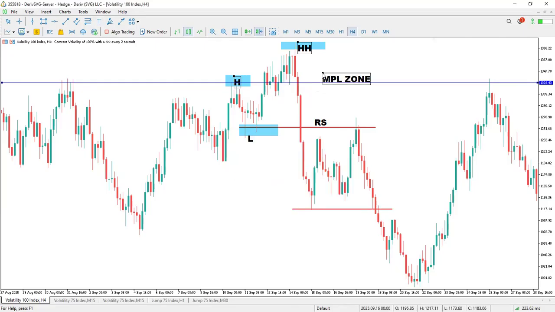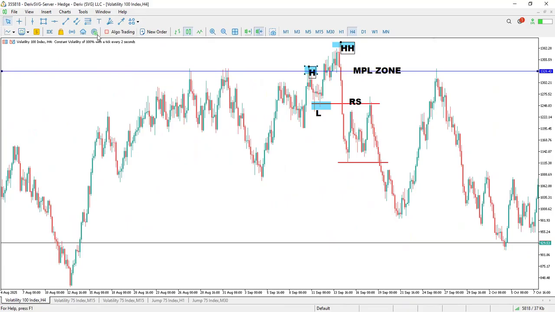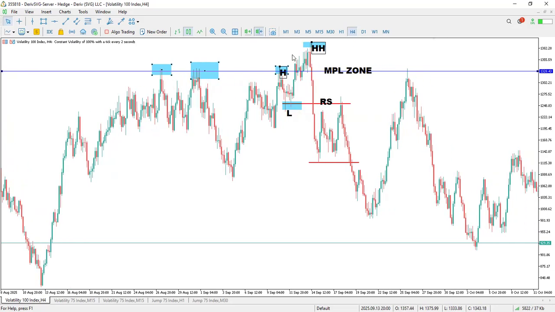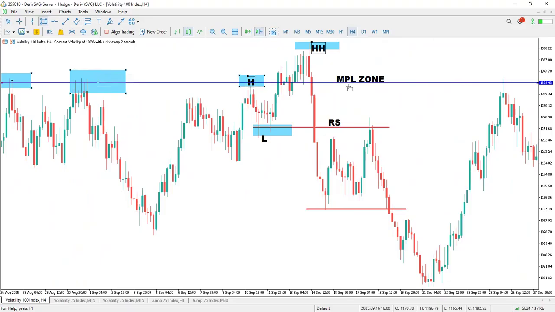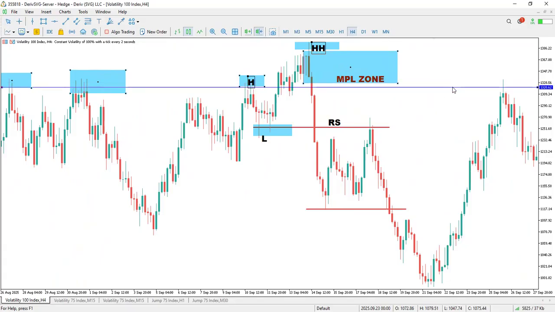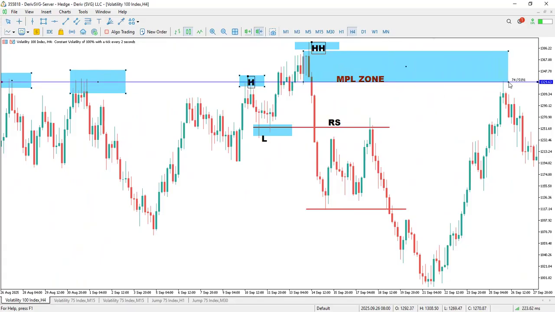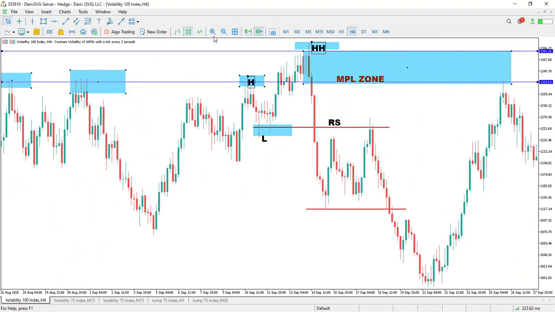So from this MPL zone here, you can see that this MPL zone is standing on top of a resistance. Because I always say that your MPL zone must always stand on top of a support or resistance. This one is standing on top of resistance. So this candle here, this buy candle, becomes our MPL zone. So your stop loss will now be somewhere here. So your stop loss will now be here, guys.